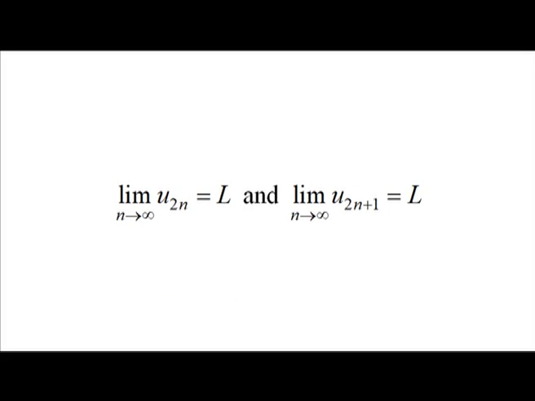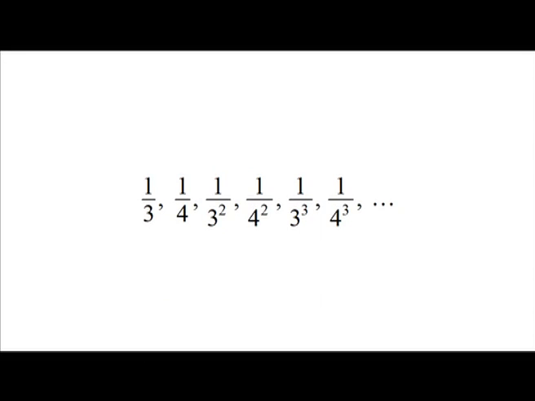That is, for the sequence un, limit of un as n approaches infinity is L if and only if limit of u 2n as n approaches infinity is L and the limit of u 2n plus 1 as n approaches infinity is L. As an example, the sequence 1 upon 3, 1 upon 4, 1 upon 3 square, 1 upon 4 square, 1 upon 3 cube, 1 upon 4 cube, etc.